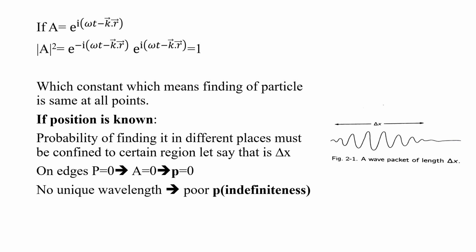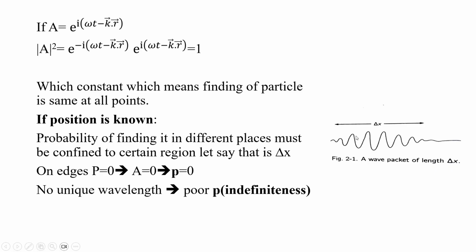Now if we square it, we get this equal to 1, which is a constant, which means the probability of finding the particle is the same at all points. Now we are considering that if the position is known, then the probability of finding it in different places must be confined to a certain region. Let's say that is Δx. If we know the position, it must be confined to a little space, that is, Δx.